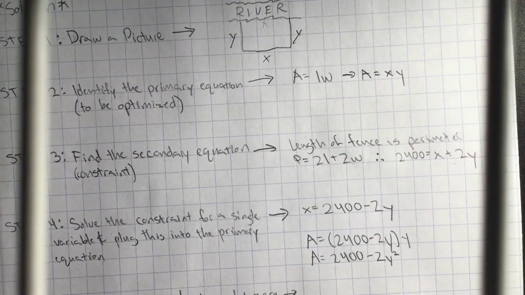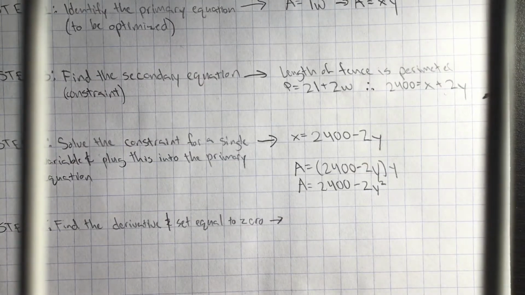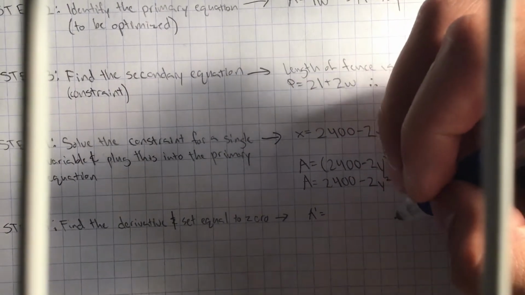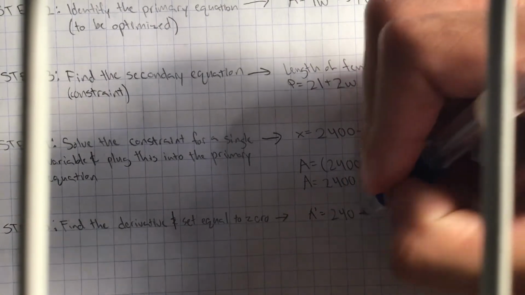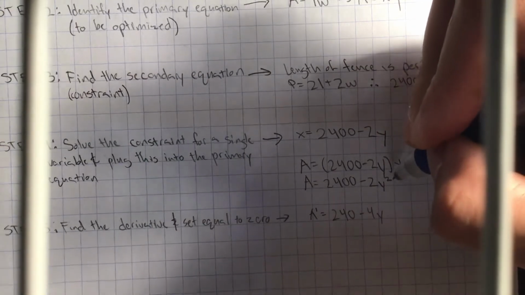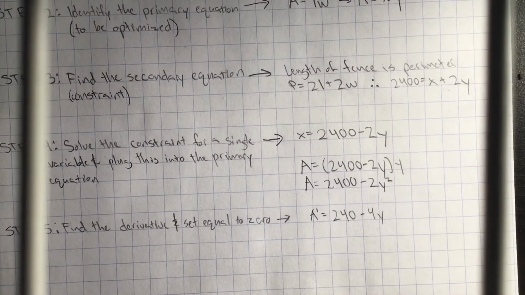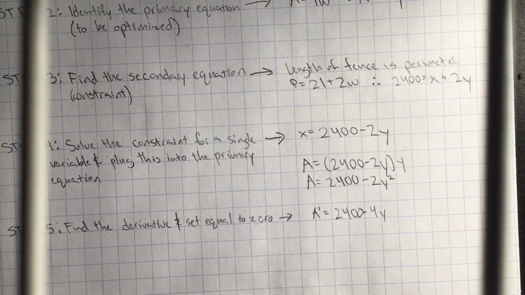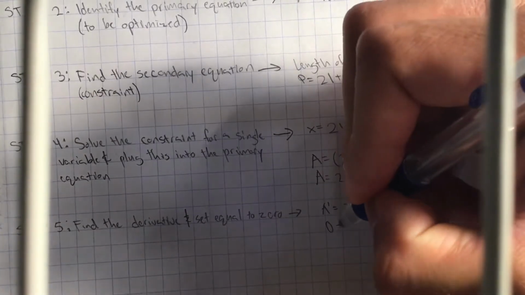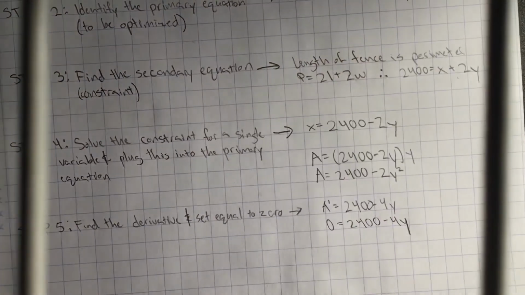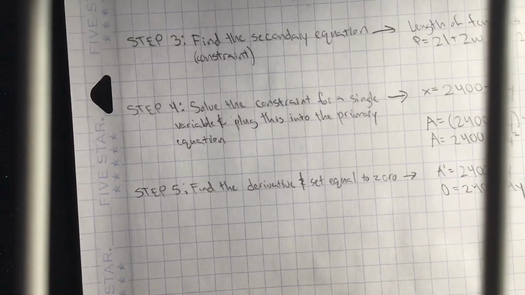So the derivative of area equals 2400y minus 2y squared would be A prime equals 2400 minus 4y. Bring that 2 out in front. Subtract 1 from the exponent. And set it equal to 0. So 0 equals 2400 minus 4y. That's step 5.